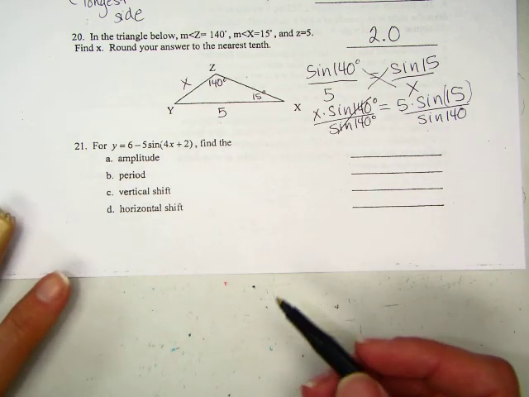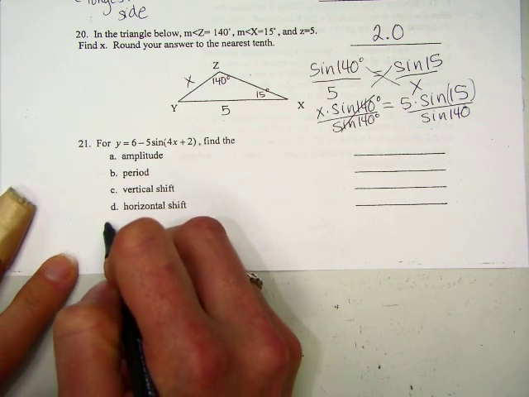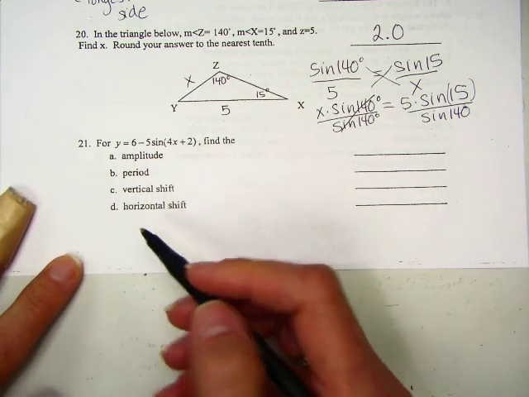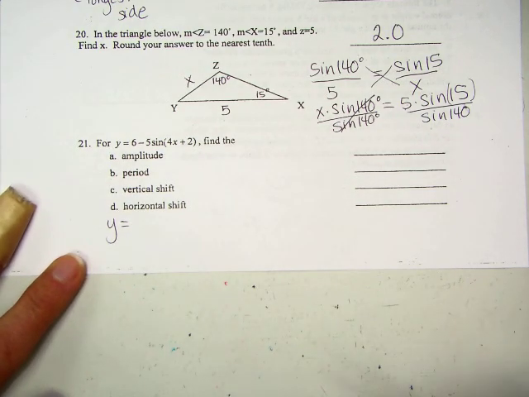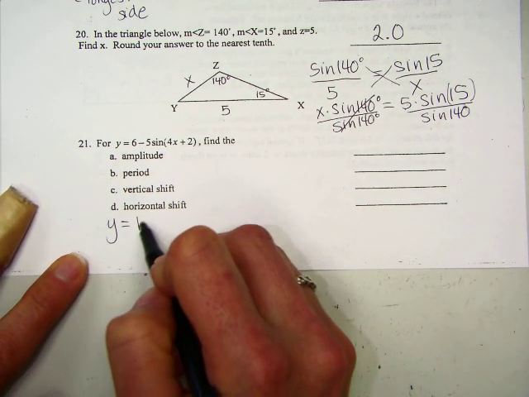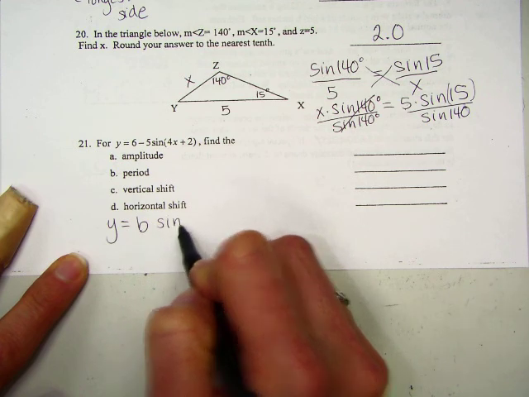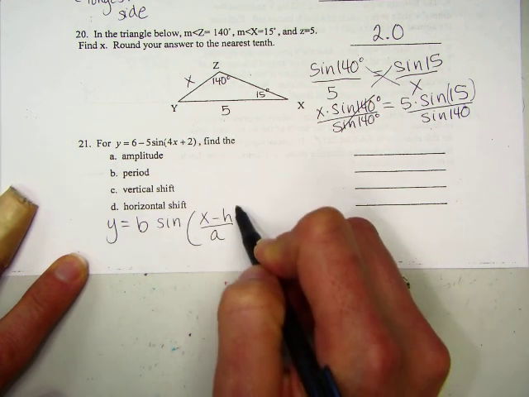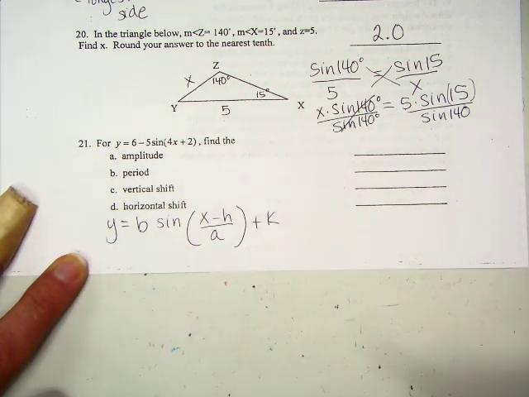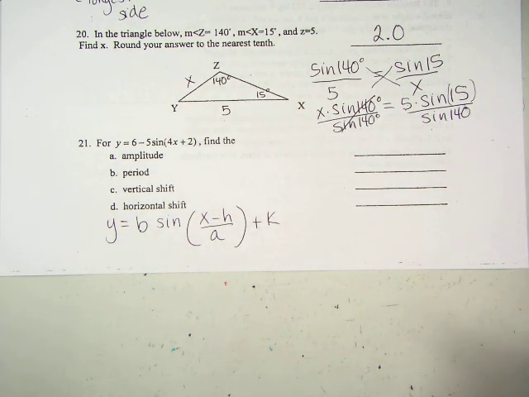Again, the equation that this is modeled after is this one. Probably good to have on your help sheet, but definitely good to write on your practice test. y equals b times the sine or cosine of (x minus h over a) plus k. And this formula does us absolutely no good unless we know what stuff is, okay?